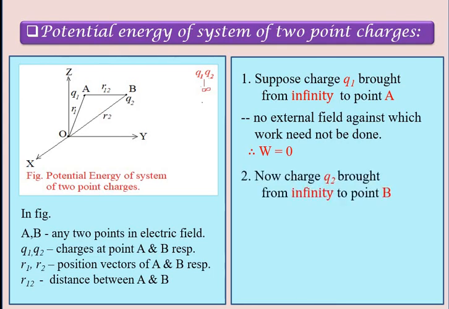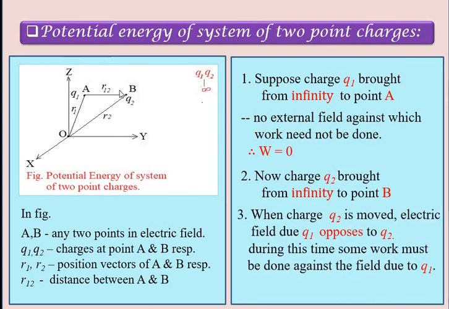Then, we have to bring the charge Q2 from infinity to point B. The charge Q1 affects the charge Q2 because the charge Q1 produces an electric field around it, and when we bring the charge Q2 near the charge Q1, the charge Q1 opposes the charge Q2, and during this time some work must be done against the charge Q1.